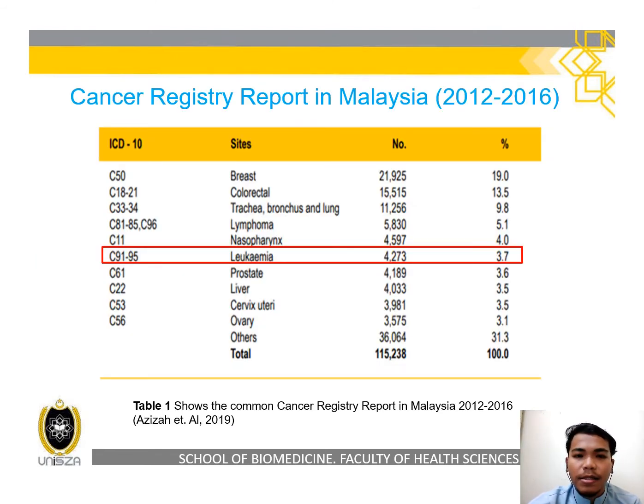And this is the table that's representing. You can see that leukemia is one of the common cancers that can be found in Malaysia, represented by 3.7 cases that have been reported.